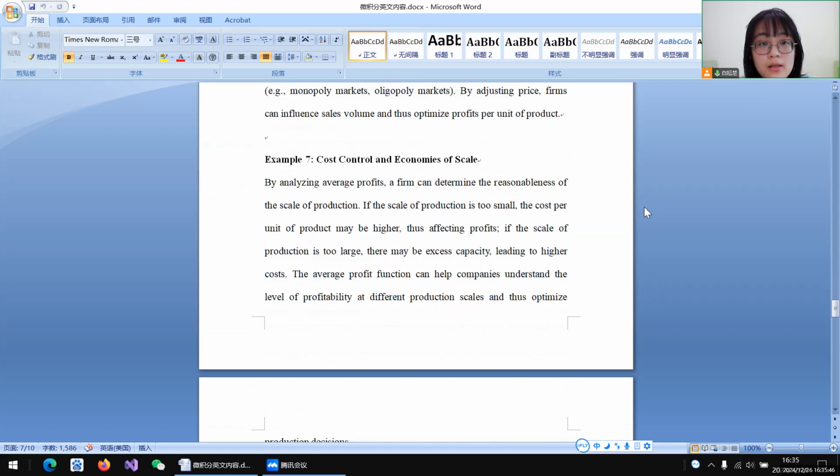And the seventh example is about cost control and economies of scale. By analyzing average profits, a firm can determine the reasonableness of the scale of production. If the scale of production is too small, the cost per unit of product may be higher.